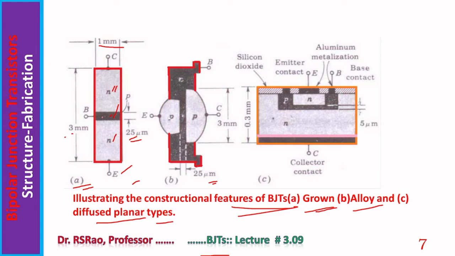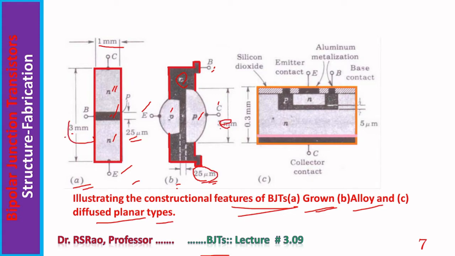Notice the base is very thin. It is also lightly doped, even though it is not shown or given clearly. Base is the lightest doped and thinnest one. Emitter is heavily doped. In B is shown the alloy type transistor. P, this is N. Emitter, collector, this is base. Here also note base is 25 micrometers, 3 mm.